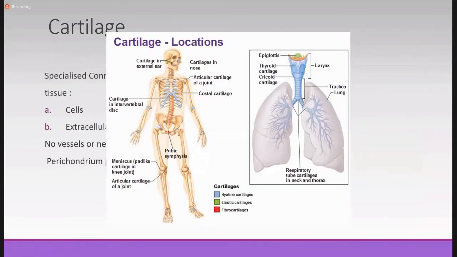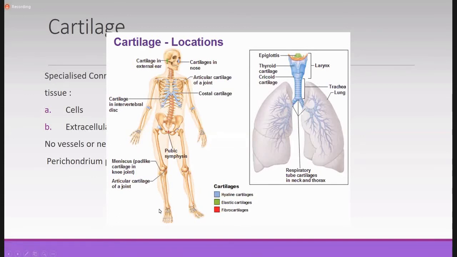So now coming to the second part, which is the cartilage, which is again a specialized type of connective tissue. It contains both cells and extracellular matrix, and is devoid of nerves and vessels. In certain areas of the cartilage, we do not have the perichondrium. The perichondrium is the outer covering of the cartilage, but not all cartilages have the perichondrium.